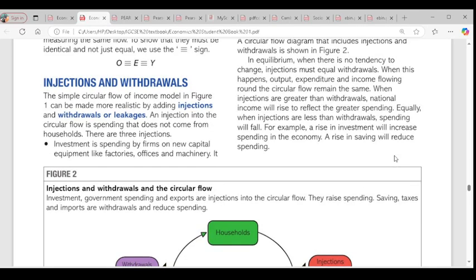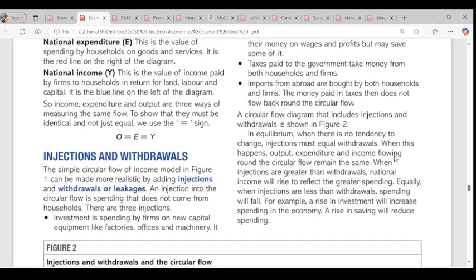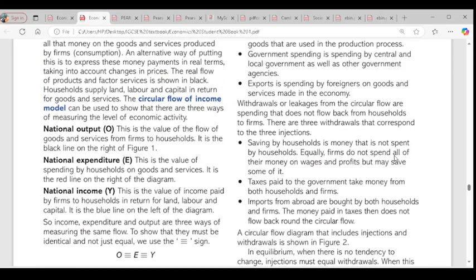The first injection is spending by firms on new capital goods, such as factories, offices, equipment. That's injection. Another one is through government spending. So government will spend maybe on public goods. That's also injection. And exports: whenever we export, it means foreigners are buying our products. That's also part of injection. Is injection clear? Yes. So injection is part of an open economy.